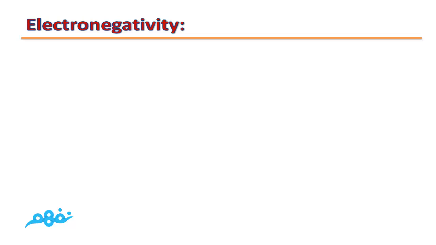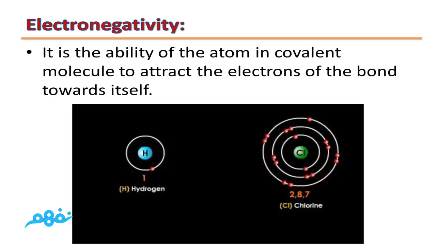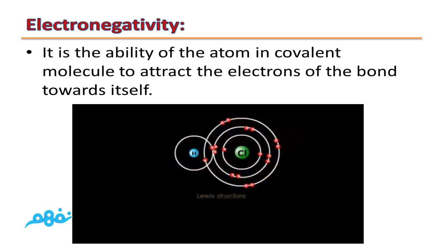The second property that we will study is electronegativity. What's meant by electronegativity? The ability of the atom in a covalent molecule to attract the electrons of the bond toward itself. In this case, the electronegativity of chlorine is higher than that of hydrogen, so chlorine will attract the electrons of the bond toward itself.